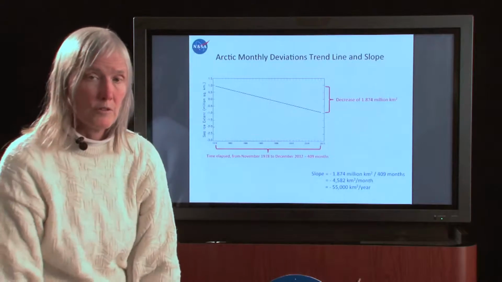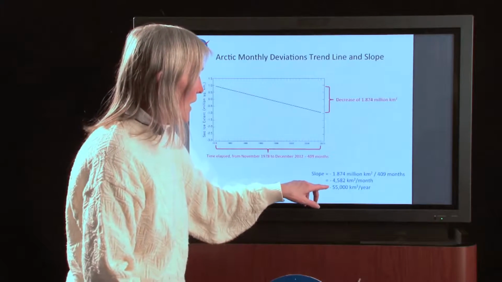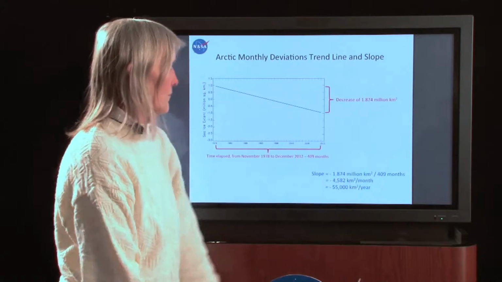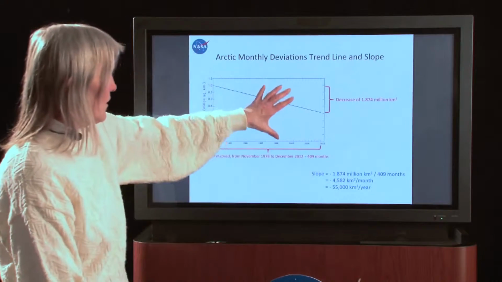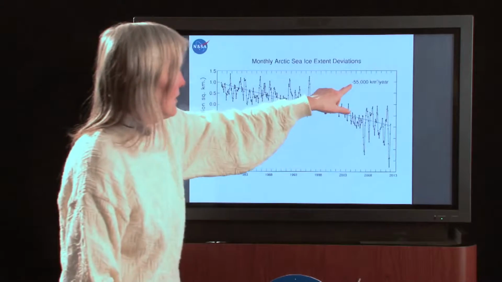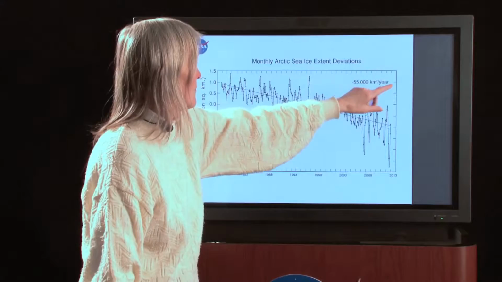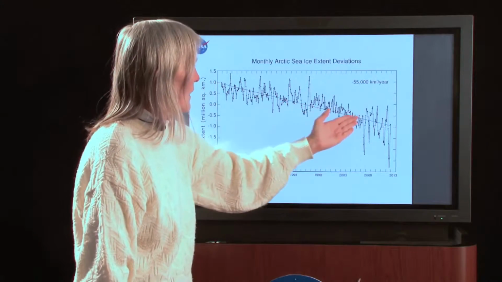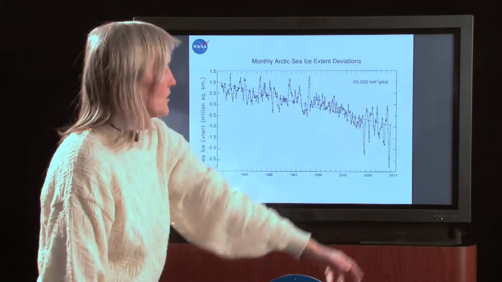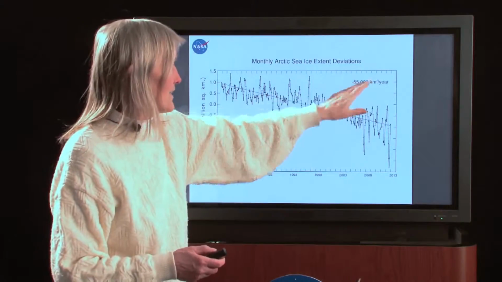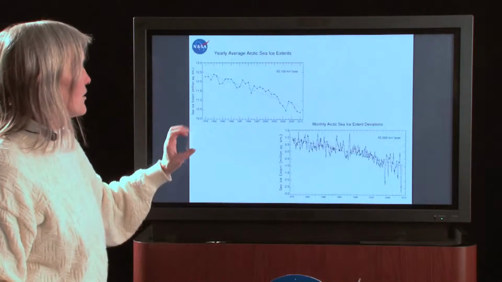Multiplied by 12, since there are 12 months in a year, and you get negative 55,000 square kilometers per year. So that's the slope of the line, and so now we've got our result, negative 55,000 square kilometers per year. We've got our linear least squares line, and we've got these data points that give us a lot more details about what's happened over the course of that decrease than when we just had the yearly averages.